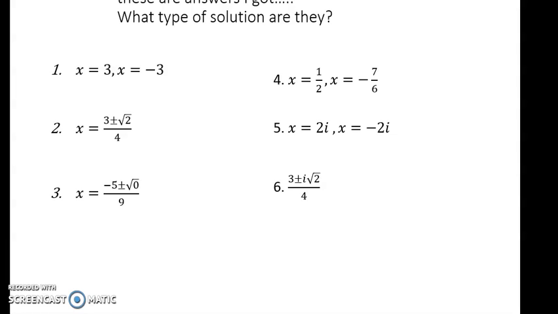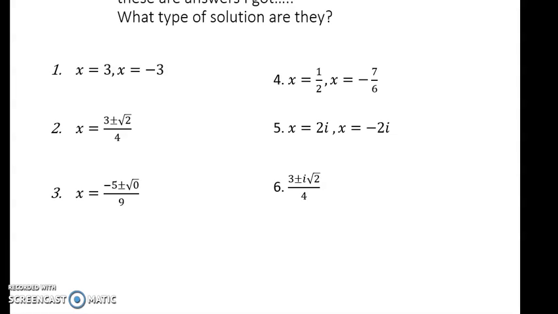Number 4, clearly 2 real answers. Number 5, as soon as you see those i's in the problem, i means you are going to deal with imaginary solutions. So number 5 would be an example where you have 2 imaginary solutions. And then number 6, again, you would have 2 imaginary solutions. Remember that plus and that minus is giving you 2 solutions, not just one.